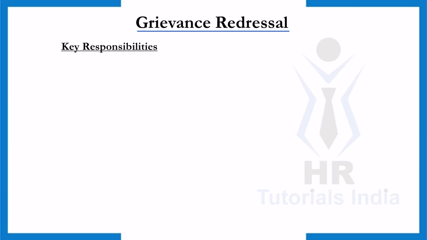Key responsibilities under grievance redressal. Setting up grievance redressal mechanisms for employees. Creating an accessible and transparent grievance redressal mechanism is essential for addressing employee concerns. This may include setting up an internal complaint system, an anonymous reporting tool, or a designated department or person to handle complaints. The goal is to provide employees with a clear and reliable way to voice their issues without fear of retaliation, ensuring that all concerns are taken seriously and addressed efficiently.